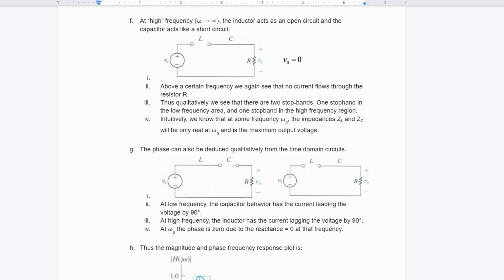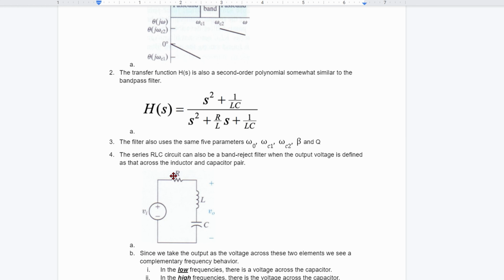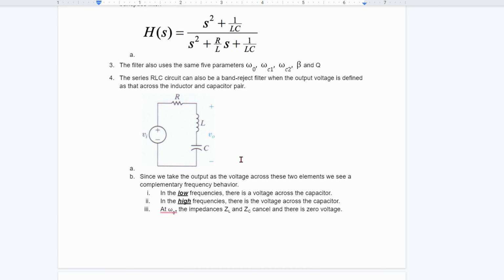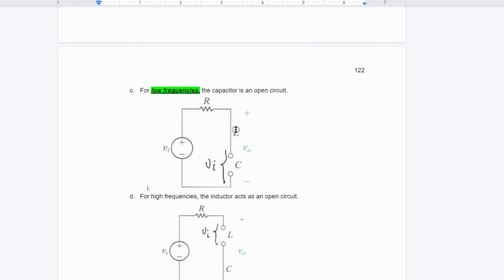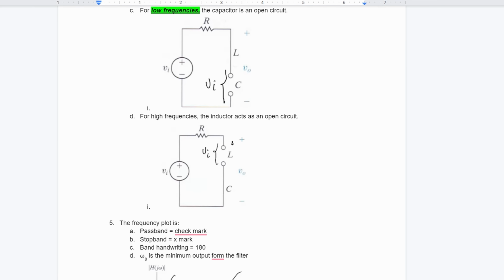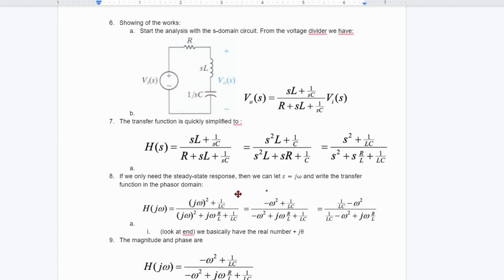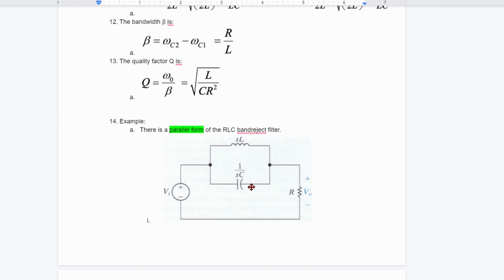Just like low pass and high pass are kind of opposites of each other. For this, our resistor is going to be up top, and since it's in series, our inductor and our capacitor are going to be on the side with our voltage. Now, for low frequencies, the capacitor we know is an open circuit, and for high frequencies, our inductor is an open circuit. So if we scroll down, we are going to be able to find the parallel form.